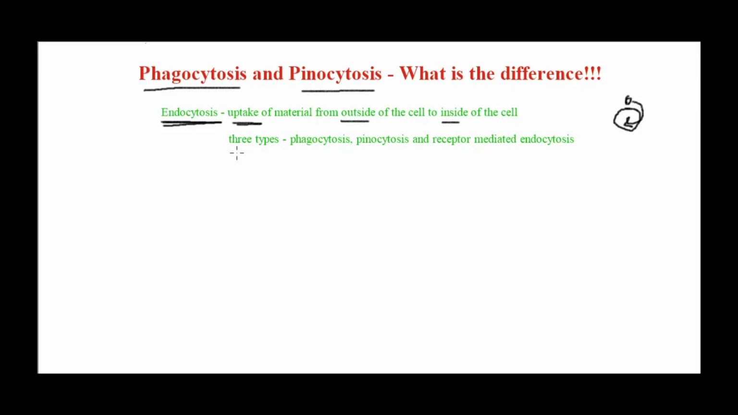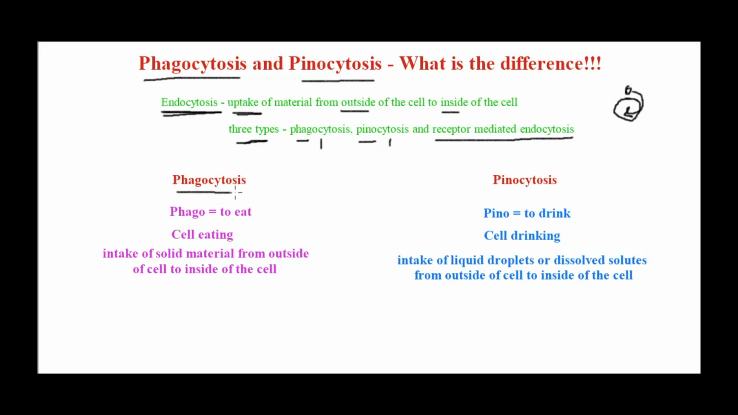Now basically there are three types of endocytosis: phagocytosis, pinocytosis and receptor mediated endocytosis. Phagocytosis is a method where the cell takes solid material from outside to inside of a cell. I'm emphasizing that because that is a basic difference between phagocytosis and pinocytosis. In case of pinocytosis, it is the liquid droplets or the dissolved solutes that the cell takes from outside to inside of a cell.